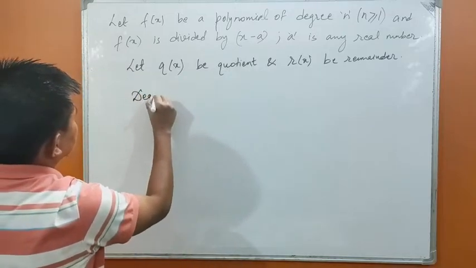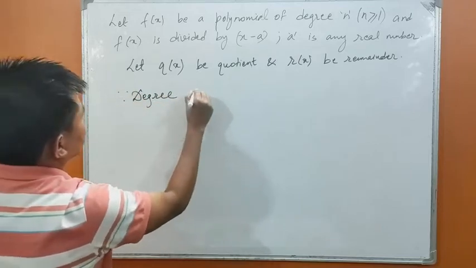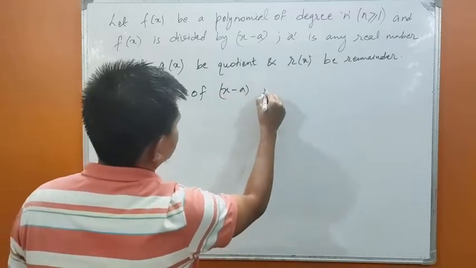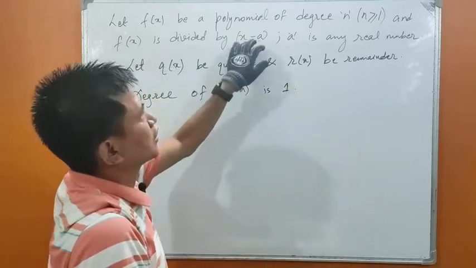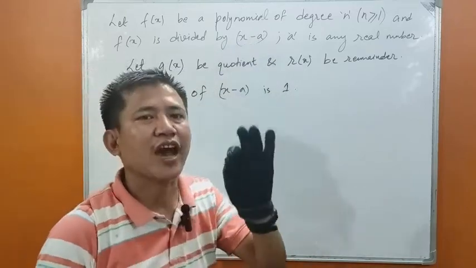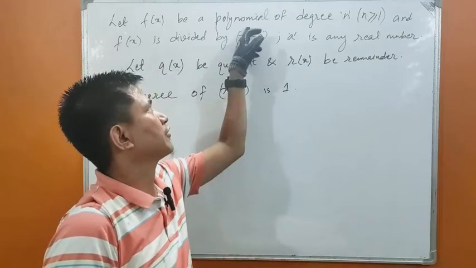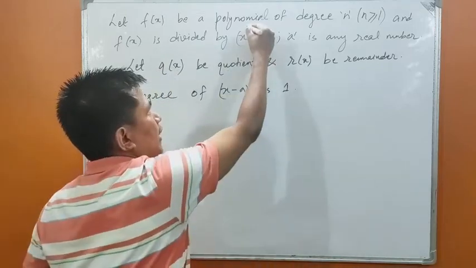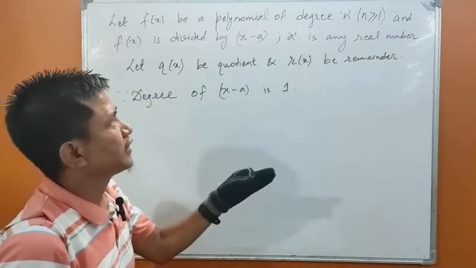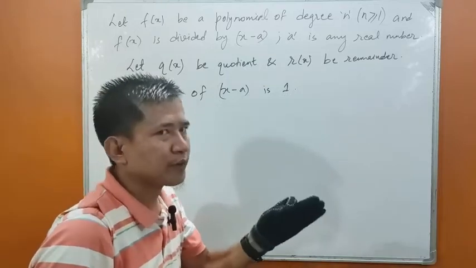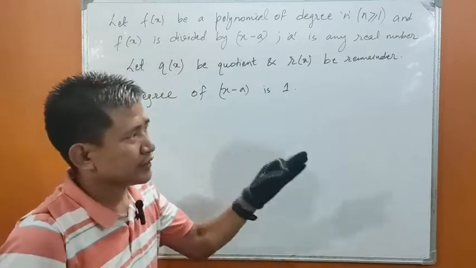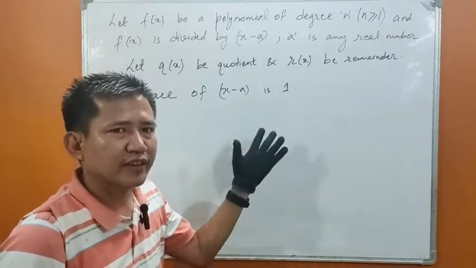Since the degree of x minus a is 1 and x minus a is the divisor, degree means the highest power of the variable, and the highest power of the variable is 1, x to the power 1. So the degree of x minus a is 1, and we know that the degree of the remainder should always be lesser than the degree of the divisor. I told you earlier, the remainder should always be lesser than the divisor.